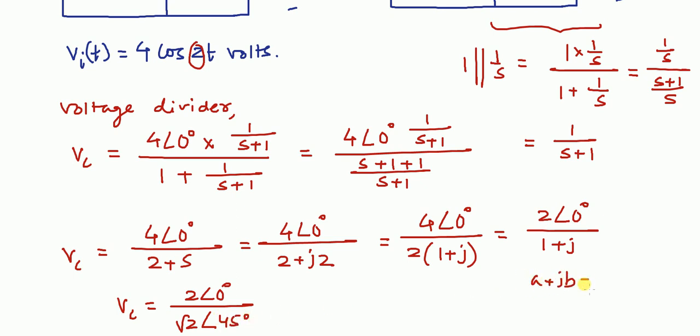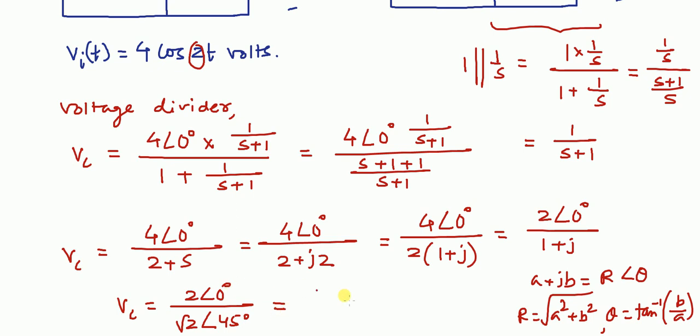See, a plus jb is r at an angle theta, where r is square root of a square plus b square, and the angle theta is tan inverse b by a. So 1 plus j is root 2 at an angle 45 degree in polar form. So this will be root 2 at an angle minus 45. Now this is the voltage across capacitor in Phasor form.